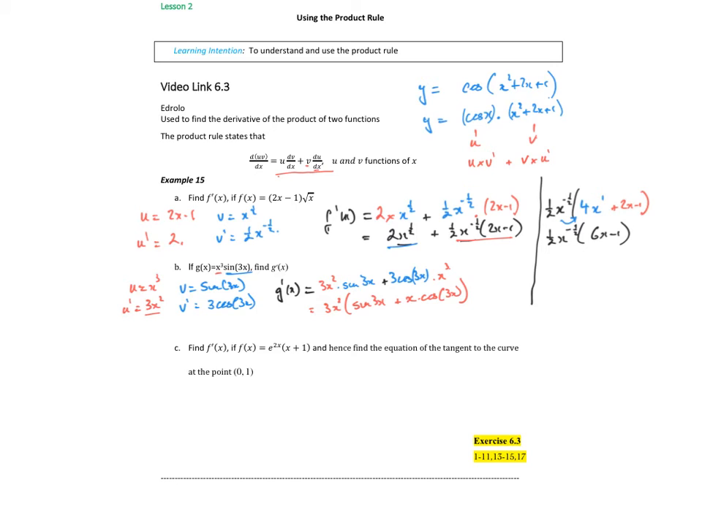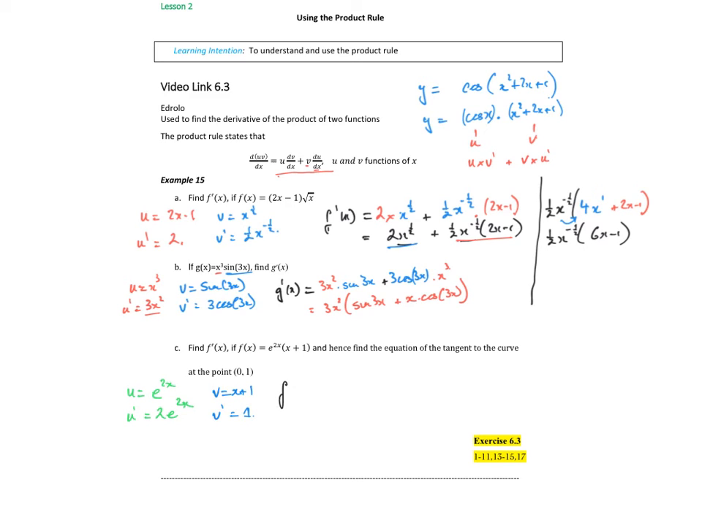All right, finally, find f dash of x if f of x is equal to this, and hence the equation of the tangent. Well, we've been given a bit of instruction. We have to find f dash of x first. So if u is equal to e to the 2x, u dashed is equal to 2e to the 2x. Again, two distinct functions. v is equal to x plus 1, v dashed is equal to 1.